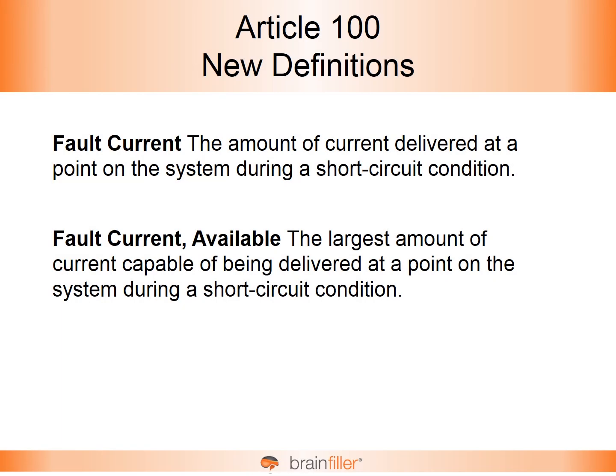Two new definitions: fault current, the amount of current delivered at a point on the system during a short circuit condition, and available fault current, the largest amount of current capable of being delivered to a point on the system during a short circuit condition. Both of these are very important definitions because as part of incident energy calculations, you need to know what the fault current or short circuit current is at the location under analysis.